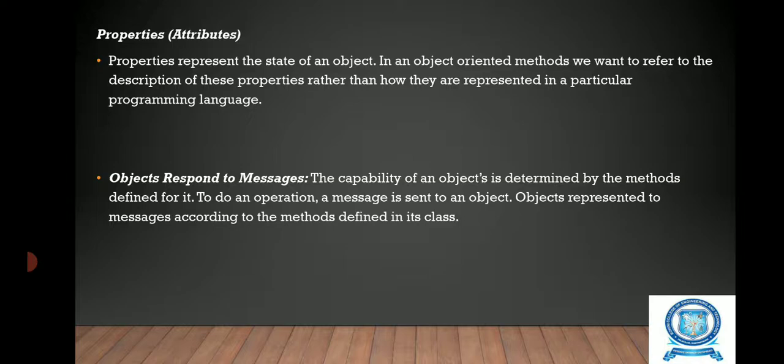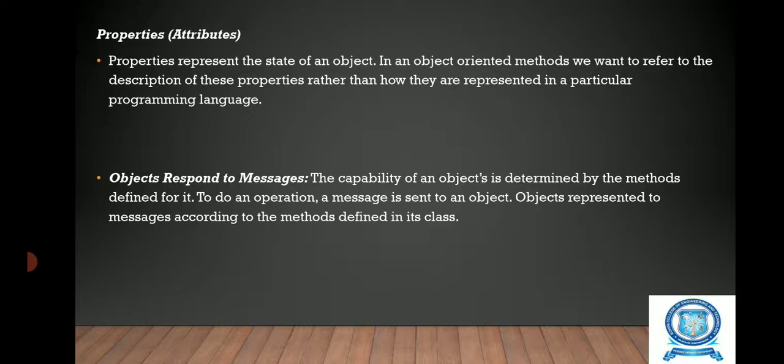Next we are going to see the properties, which are also called attributes. Properties represent the state of an object. So we are considering an object and its properties are referred to as attributes. In object oriented methods, we want to refer to the description of these properties rather than how they are represented in a particular programming language.